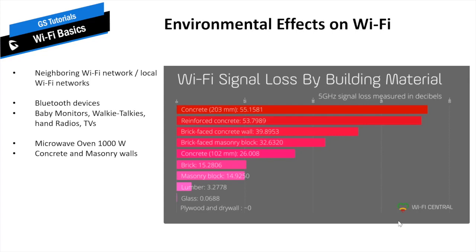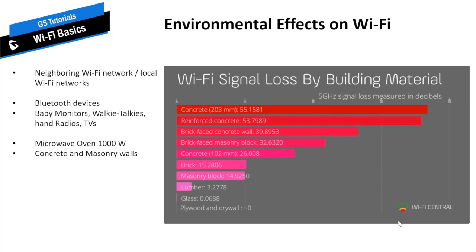Other things like brick, masonry block, and lumber are less of an effect. Glass and plywood and drywall almost have little to no effect on your decibel level. Now, I know it may be confusing at first to look at the decibel levels and wonder what that actually means and how it affects Wi-Fi. I'm sure when it comes to future Wi-Fi installations, you'll get pretty familiar with the decibel level, or what is sometimes referred to as an RSSI value.